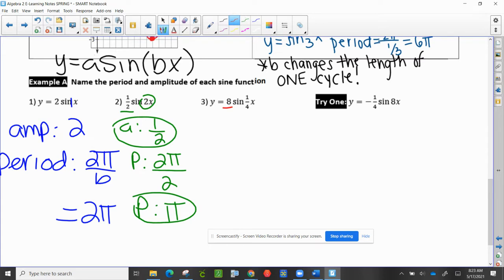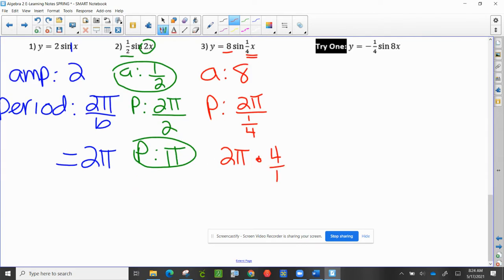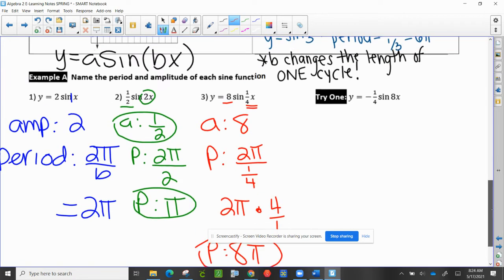On number 3, again, my amplitude is just the coefficient in front. So on this one, my amplitude is 8. Our period, we'd have to take 2 pi and divide it by the b value. So we're going to divide by 1/4. Now we know we don't actually divide fractions, right? We take 2 pi and we would multiply by the reciprocal. So 4/1. Okay, well 2 pi times 4 gives me 8 pi for my period. So 8 pi is the period.